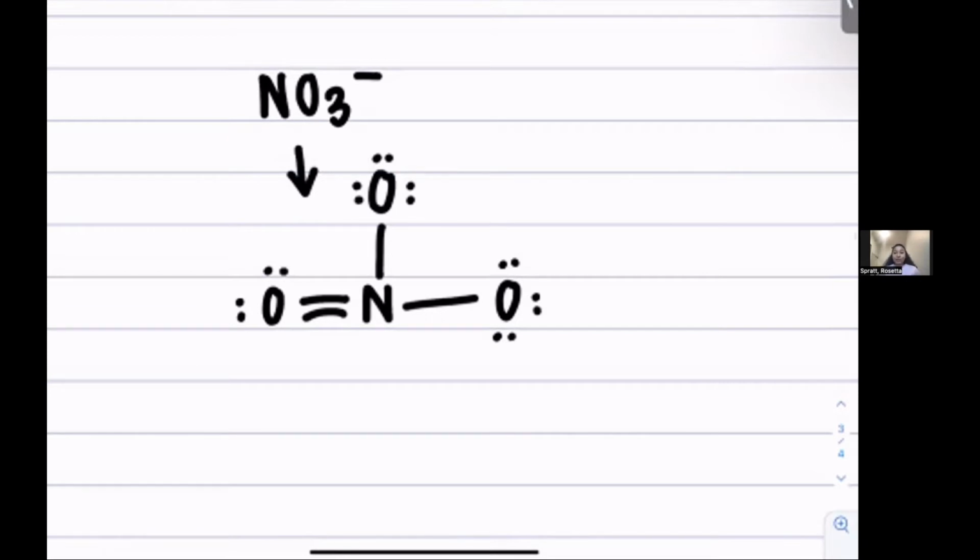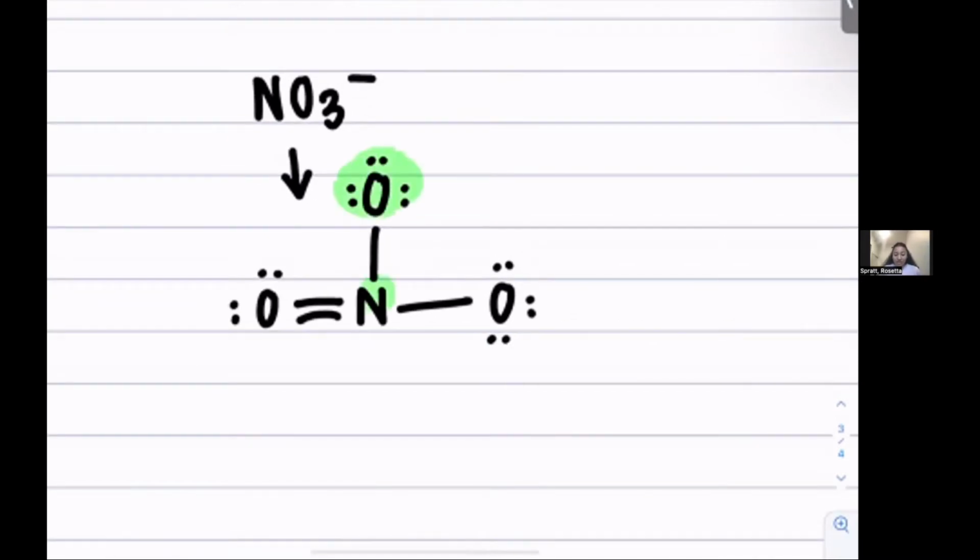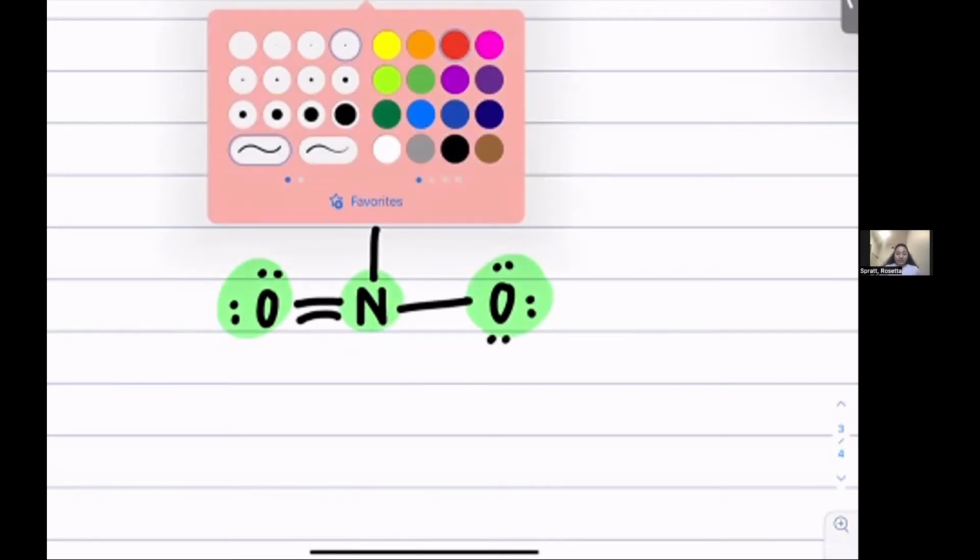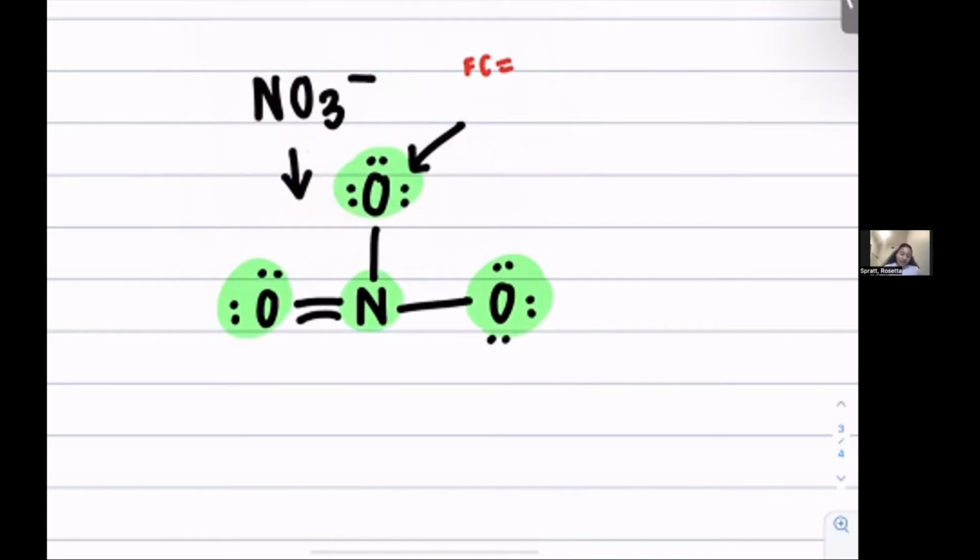But let's calculate the formal charges on each element. That means we have to calculate the formal charge on this oxygen, this nitrogen, and then the rest of the oxygens. Okay, so we'll start with this top oxygen. Now our formula is want minus has. And remember, the want is the number of valence electrons that oxygen wants, and we get this from the periodic table.